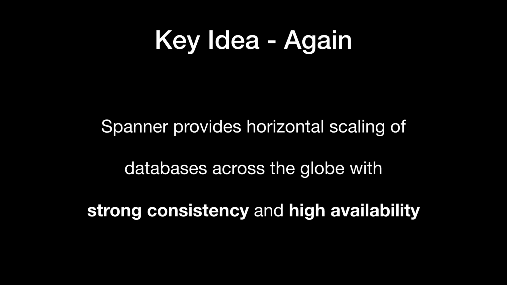So now that we know what consistency and availability are, I'd like to reiterate the key idea of this presentation again, that Spanner provides horizontal scaling of databases across the globe with strong consistency and high availability. And it was previously considered impractical to achieve both strong consistency and high availability at global scale of replication until Spanner. There had been other systems that have achieved these two, but just not at a global scale.